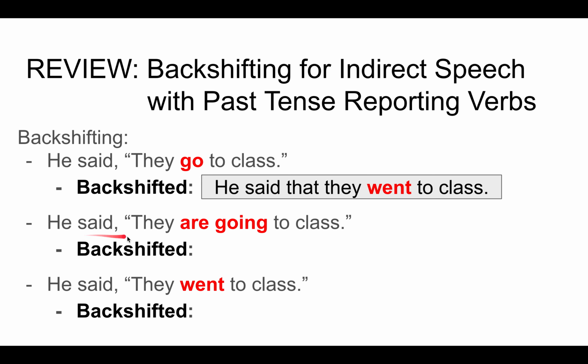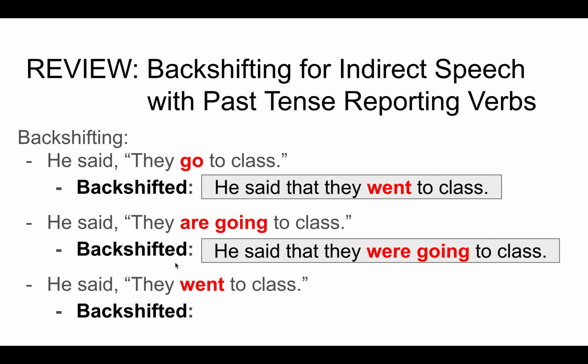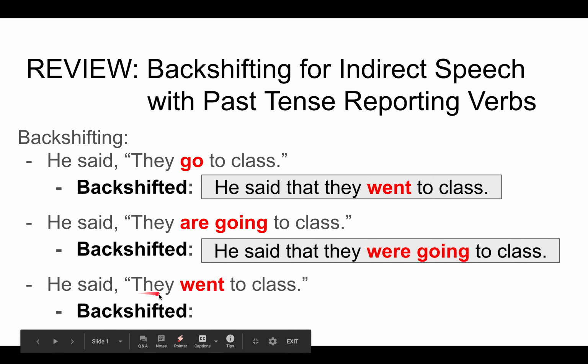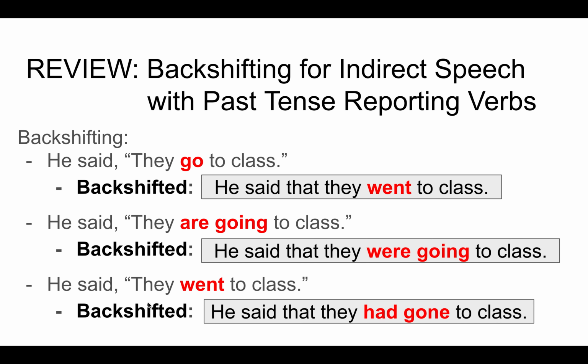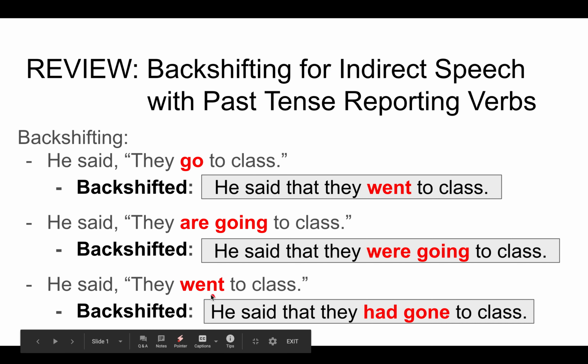Another example, he said they are going to class. If we backshift this statement to make it indirect speech, it would be he said that they were going to class. Once again, my present progressive is backshifted into the past progressive. My final example is he said they went to class. If we backshift this for indirect speech, we would say he said they had gone to class. So we take the past tense went and we put it into the past perfect had gone.